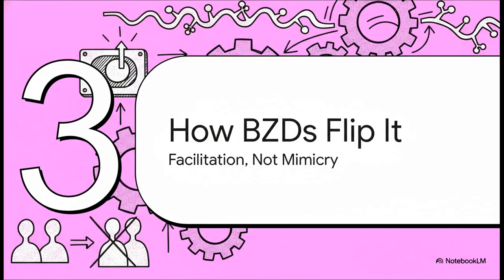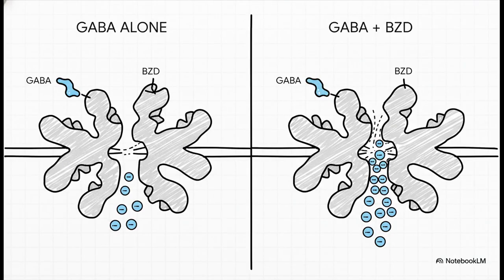Okay, now for the main event. We've seen the stage, we've met the players. How do benzodiazepines actually work? The whole secret, the Viva question you will definitely get, is in this one concept. They are facilitators, not mimics. This difference is everything. Now, please pay attention to this. Benzodiazepines cannot open the chloride channel by themselves. They are helpless without GABA. So GABA comes and binds and the channel opens.